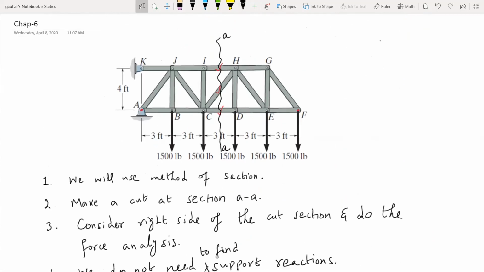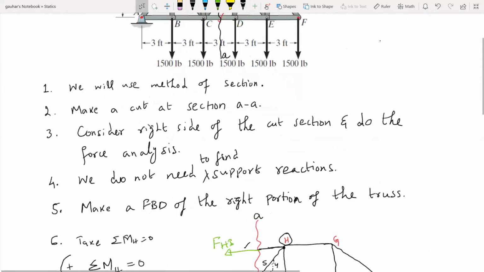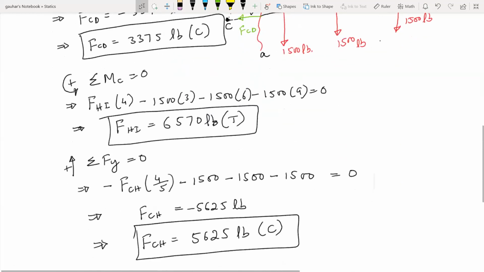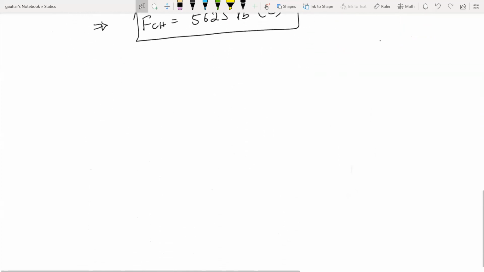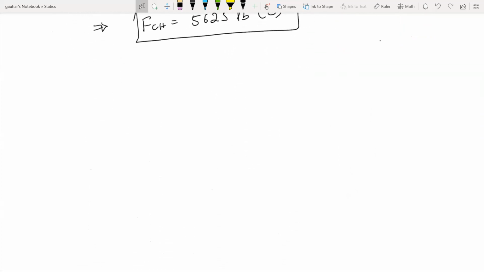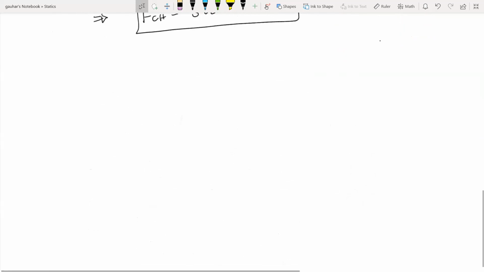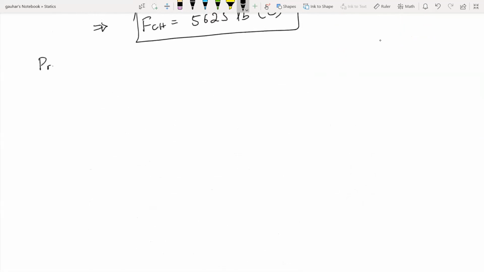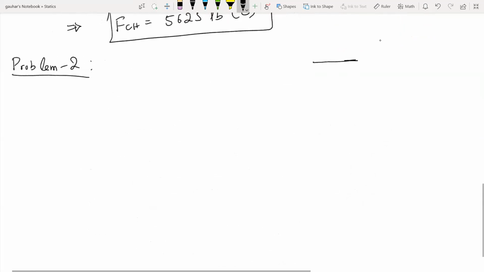Okay, we wanted to find 3 member forces, and this is how stepwise we did this problem. And now let's go to the second problem on your handout. What is the second problem? Okay, problem 2 on your handout. Just draw this problem really quick.